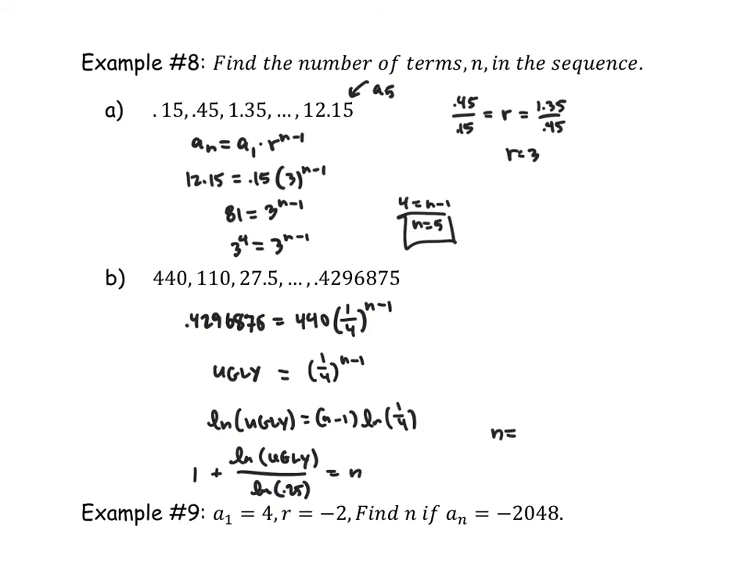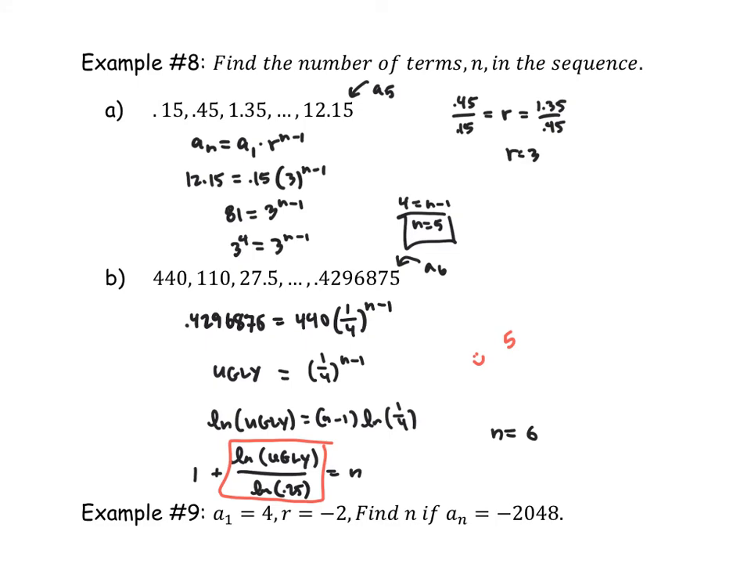Of course, I'm using a calculator here. That was really funny. And if I do that, it looks like I get 6. So you're telling me that this filthy pile, natural log of ugly over natural log of 0.25, is equal to 5? Yep. All right, so it looks like this would be the 6th term.